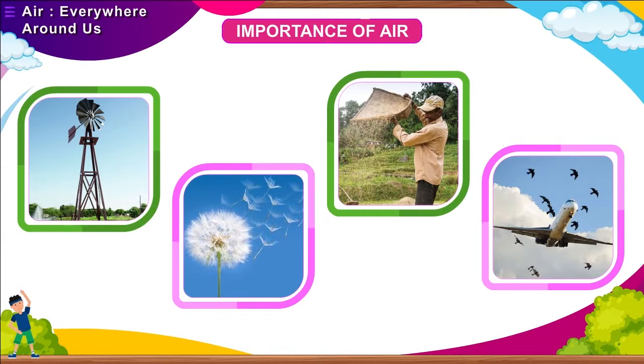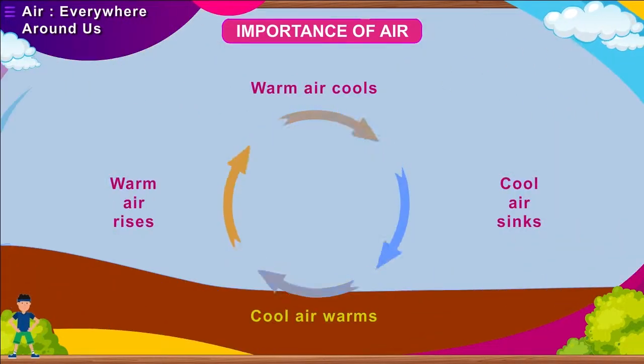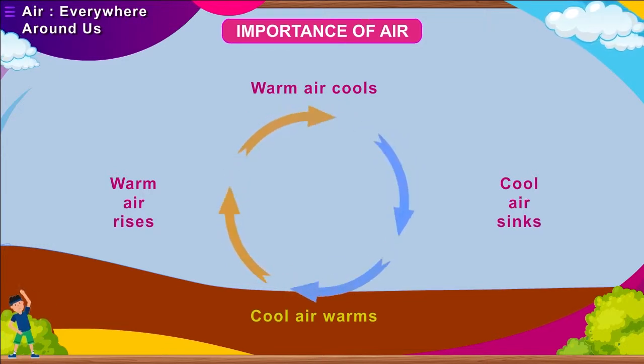Windmills generate electricity. Wind brings about dispersal of seeds. Air helps to separate husk from grains by the method of winnowing. Air helps the birds and aeroplanes to fly. Air maintains temperature on the Earth's surface.